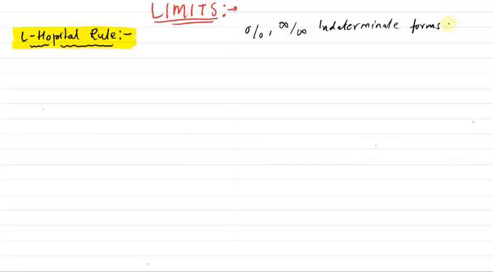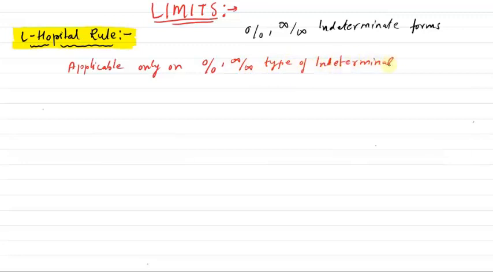So first thing is, this rule is applicable only on 0 by 0 and infinite by infinite type of indeterminate forms. The first thing you should keep in mind is it is only valid for 0 by 0 or infinite by infinite type of indeterminate forms.